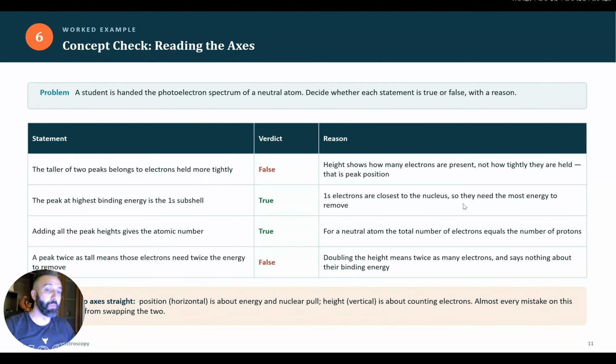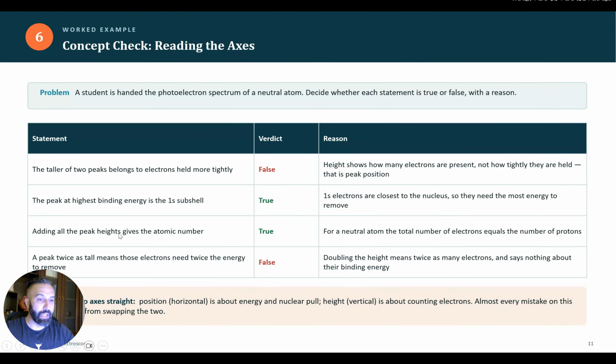And here we have a bunch of smart explanations related to the question in the AP. The taller of two peaks belongs to the electrons held more tightly. So that is a false statement. Why? Because the height of the peaks is just about the number of electrons. It doesn't mean anything else. The peak at the highest binding energy is the 1s subshell. I mean, yeah, the closest the electron can get to the nucleus is the 1s subshell. So yeah, that's the highest binding energy.